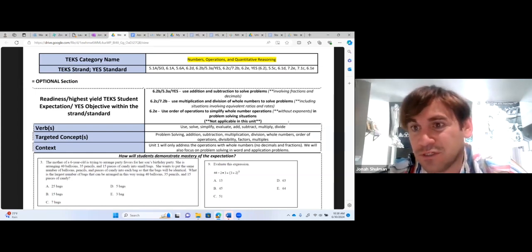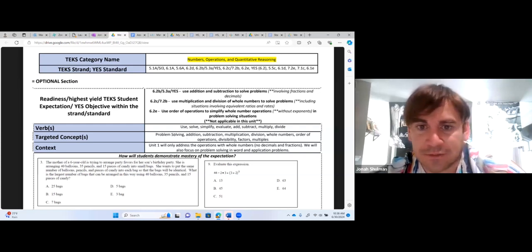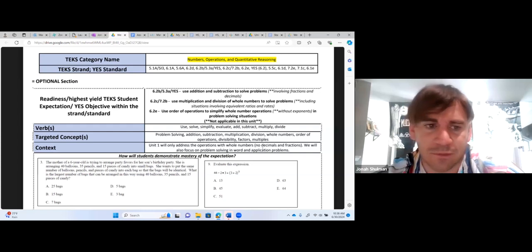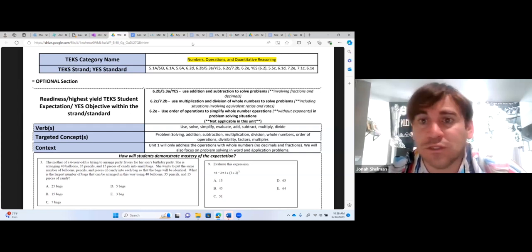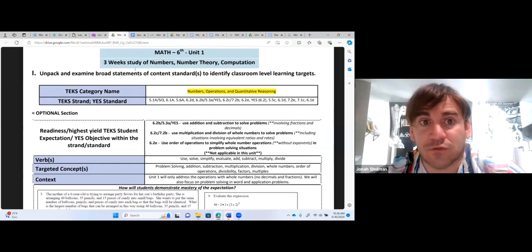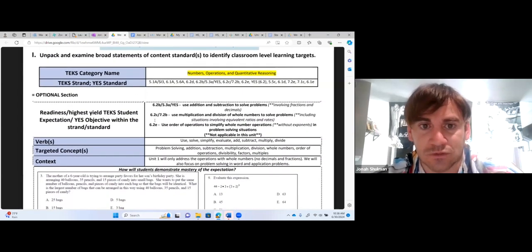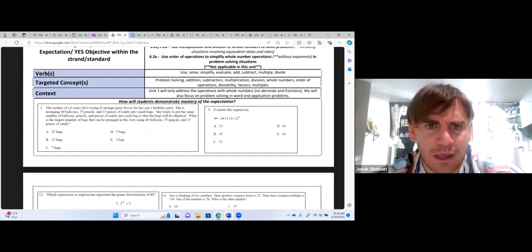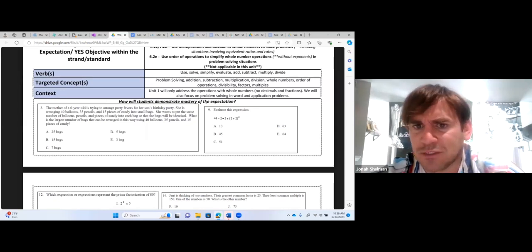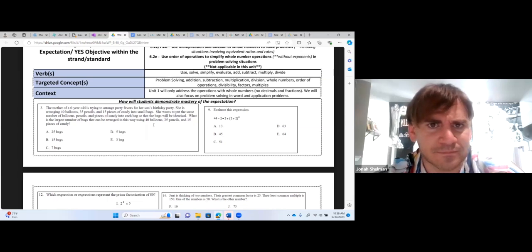I'd probably actually have definitions here if it was mine. The concepts are problem solving, addition, subtraction, multiplication. And unit one will address the operations with whole numbers, no decimals and fractions. We will also focus on problem solving in real world and application problems. So this is pretty much everything that they're planning to cover for 3 weeks. It's their unit. It's probably going to end with the test, and they're backwards planning from these standards right here, 6-2. And then they also have how students are going to demonstrate mastery. So will they be able to solve this word problem, this PEMDAS problem?